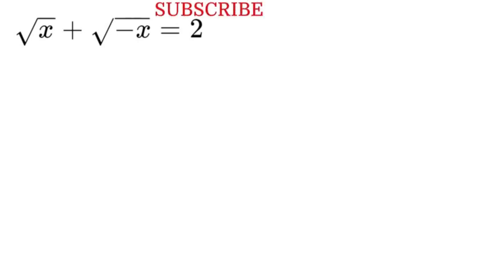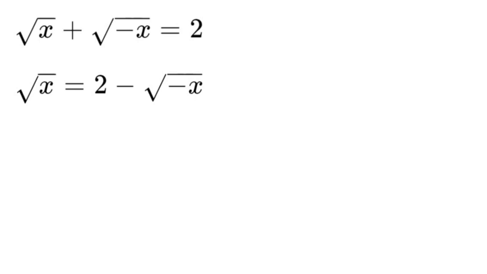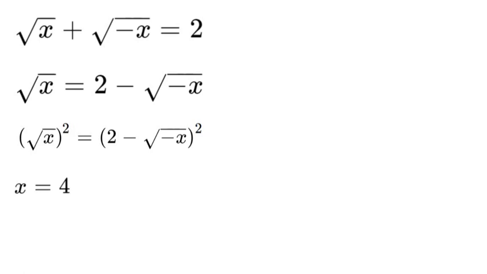So the first thing we're going to do is subtract the square root of negative x. So the square root of x is equal to 2 minus the square root of negative x. Now we're going to square both sides to try and get rid of some of these square roots. So it'll look like that. We'll square both sides, add our parentheses. That'll leave us with x is equal to 4 minus 4 times the square root of negative x minus x.